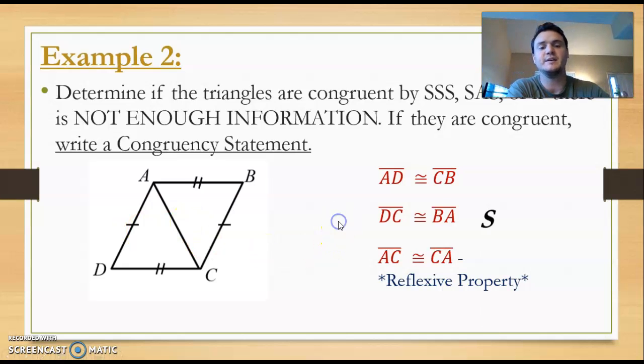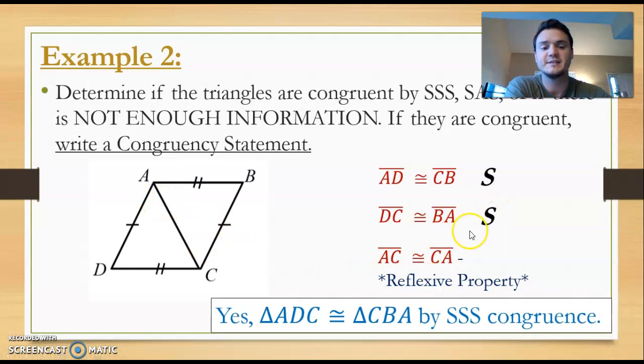So here what we have is a pair of sides, another pair of sides, and then a third pair of sides that are congruent. So these triangles would be congruent through side-side-side congruence. We would say triangle ADC would be congruent to triangle CBA by side-side-side congruence.